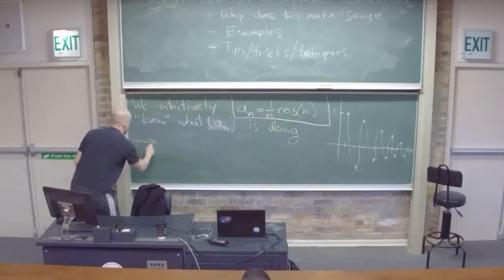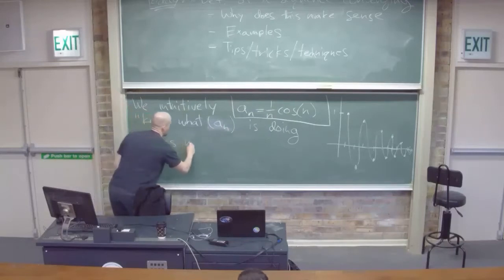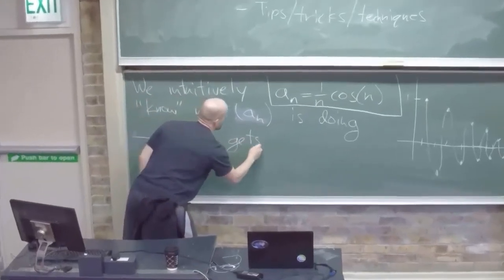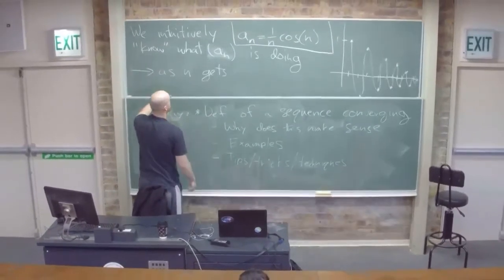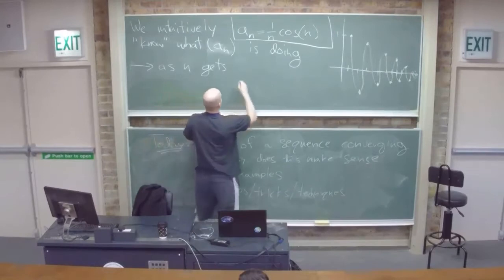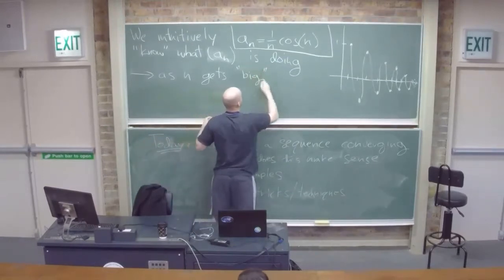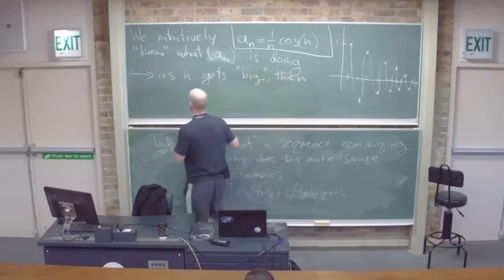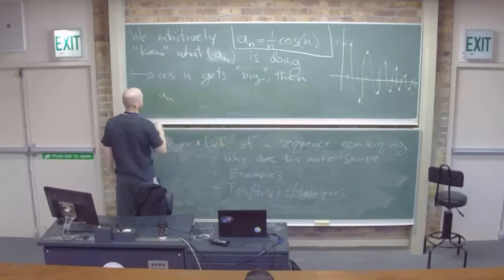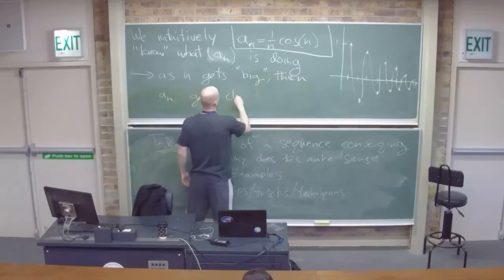We'd say that as n gets large, I'm just going to roll the board up. As n gets, we'll say, big, whatever that means, then a_n gets closer to 0.